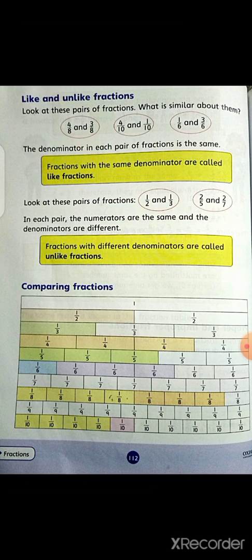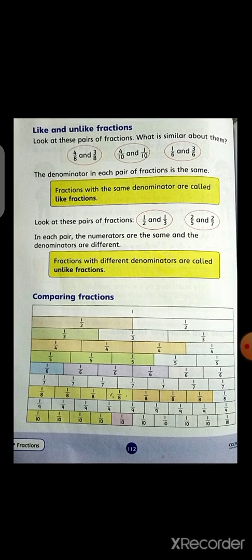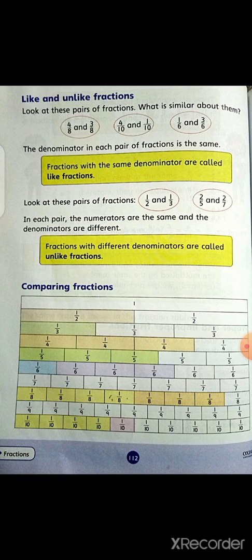Take another example, 1 over 6 and 1 over 10. I have taken one part out of 6 parts for 1 over 6, and one part out of 10 parts for 1 over 10. So which one is greater, 1 over 6 or 1 over 10? Very good, 1 over 6 is greater and 1 over 10 is smaller, because we have divided into 10 equal parts. In 1 over 6, the denominator is 6, which means we have divided into just 6 equal parts. So 1 over 6 is greater and 1 over 10 is the smaller part.